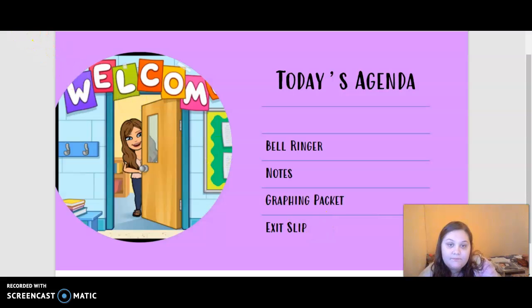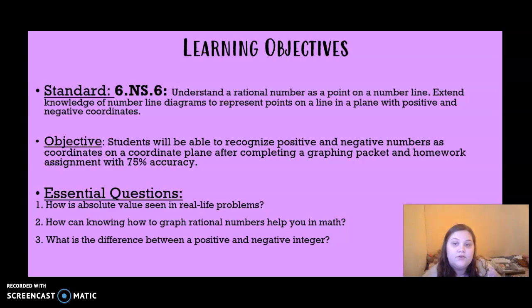So let's go. Okay, so to start off today, we're going to first go over our standards, objectives, and essential questions. So the standard of the day is 6.NS.6, and it's to understand a rational number as a point on a number line, extend knowledge of number line diagrams to represent points on a line and in a plane with positive and negative coordinates. Our objective is that you all will be able to recognize positive and negative numbers as coordinates on a coordinate plane after completing a graphing packet and homework assignment.